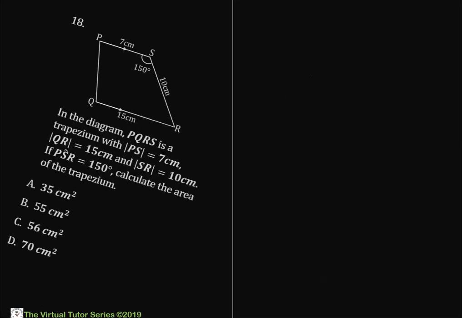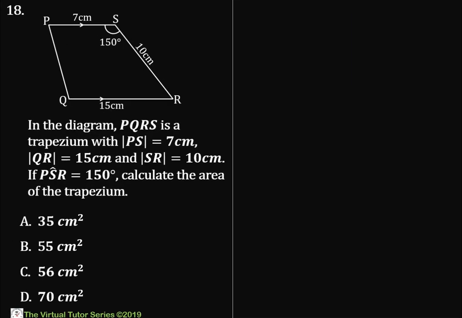Then 18. In the diagram, PQRS is a trapezium with length PS equal to 7 centimeters, length QR equal to 15 centimeters, and length SR equal to 10 centimeters. If angle PSR is equal to 150 degrees, calculate the area of the trapezium.